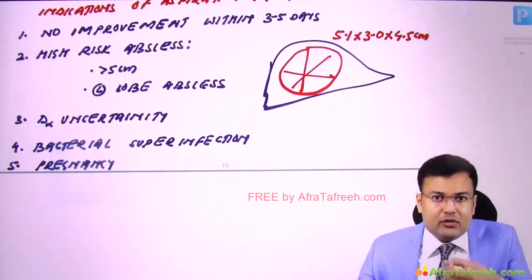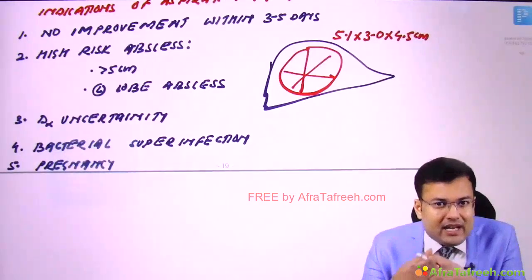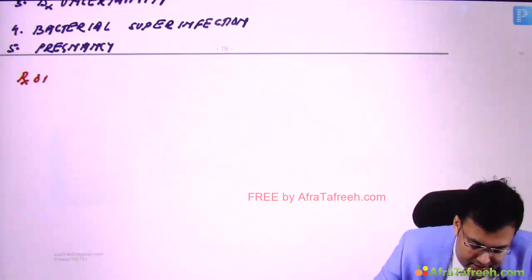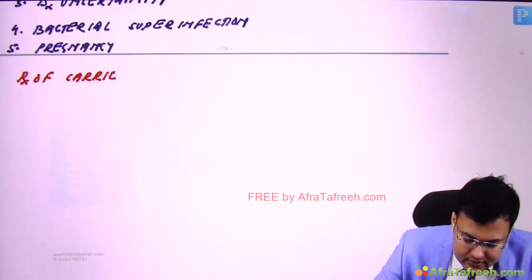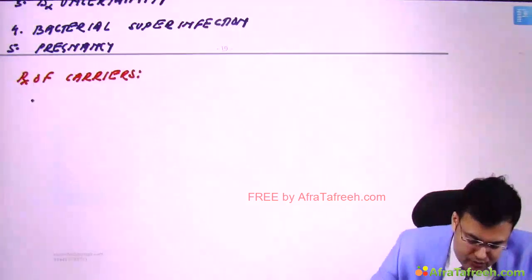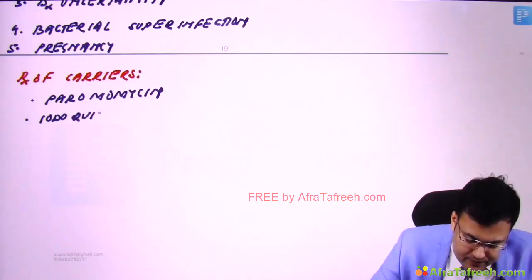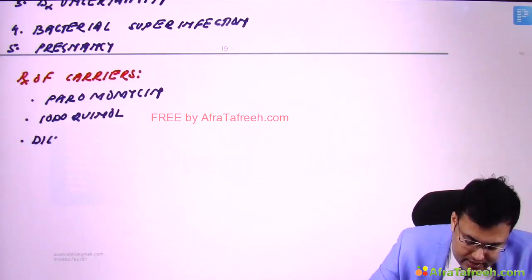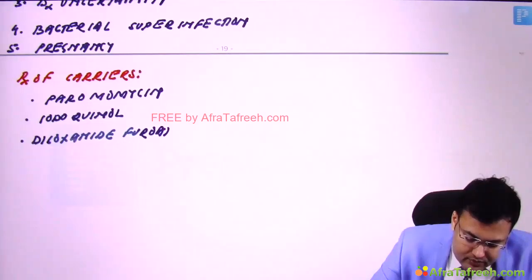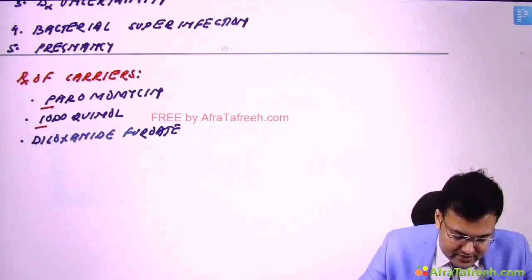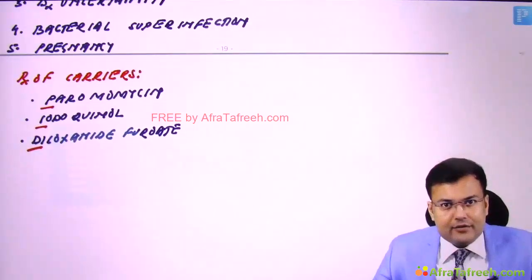So we have to treat them also, and we have to give what? Intraluminal active agent for asymptomatic cyst passers. So what are the agents given? Treatment of carriers: we give paromomycin, we give iodoquinol and diloxanide furoate. Clear? And how to remember? The mnemonic is PID. So PID is given for carriers: paromomycin, iodoquinol and diloxanide furoate.